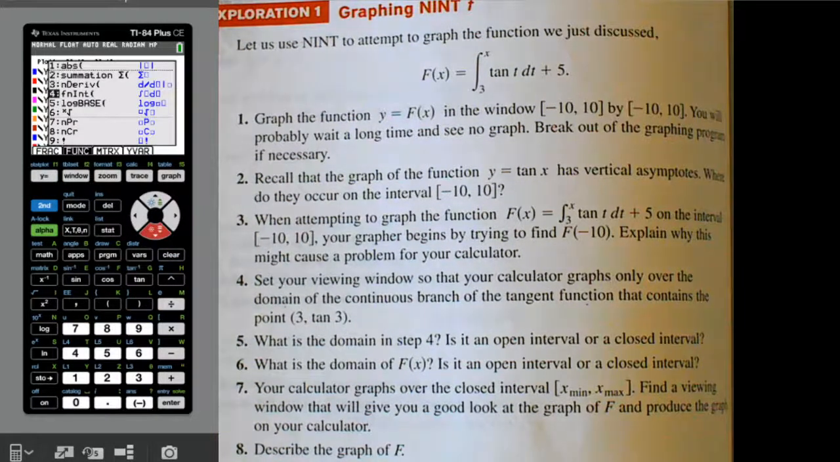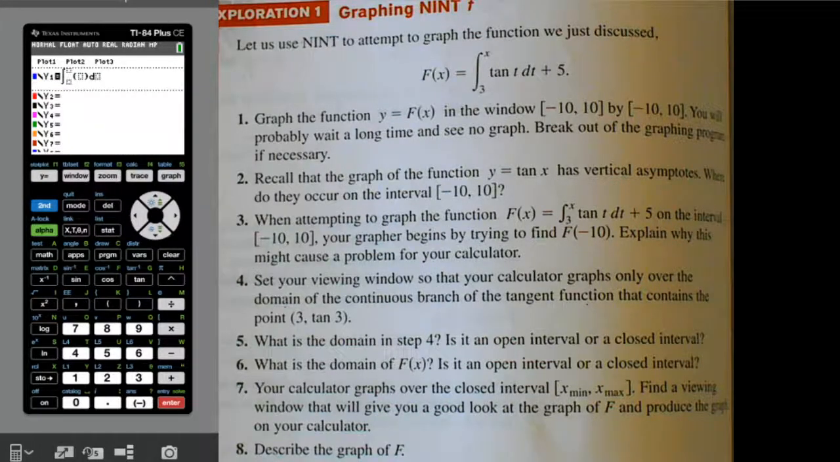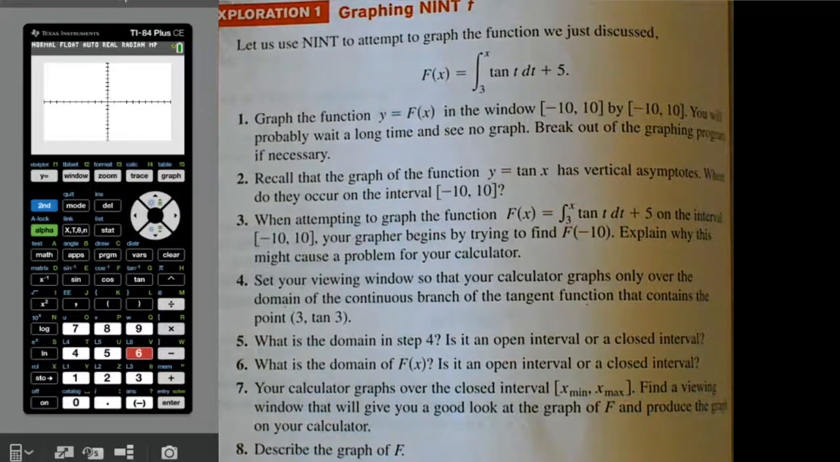Again, alpha window, fn int, 3 to x, tan t, dt. There we go. Let me graph it. Whoops, that's a bad graph. Just say graph it on the standard zoom window, so we won't want to go to standard zoom. And it's thinking.